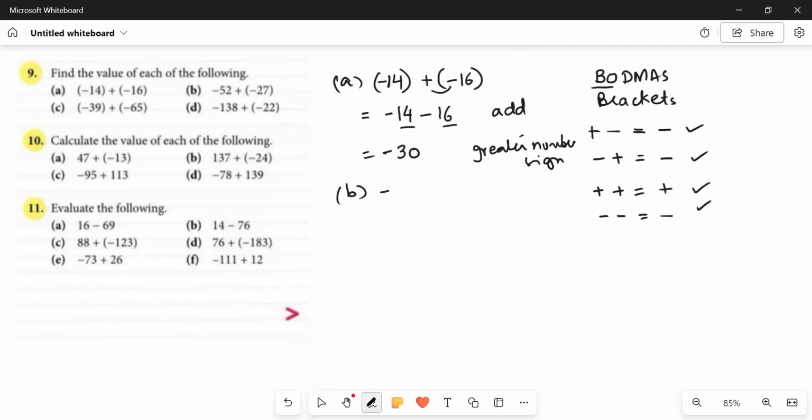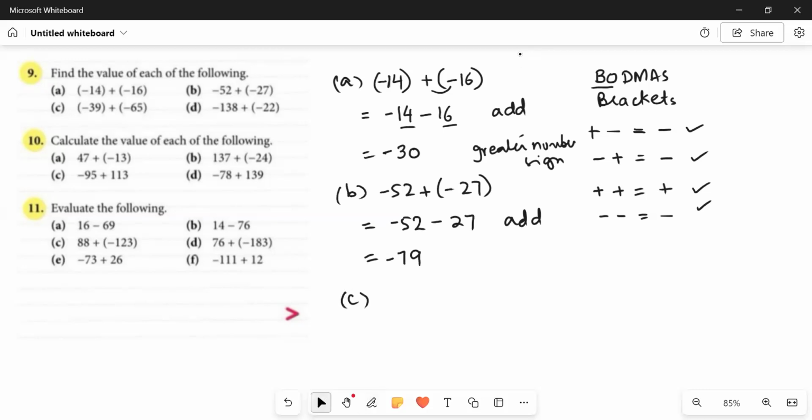Similarly, part B, minus 52 plus minus 27. Minus 52 would remain same. Then we have a bracket plus minus. It would change by minus. Now we have both the integers negative. So again, we have to add over here. 52 plus 27 gives us 79. Sign of the greater number is negative. So the answer would be negative 79.